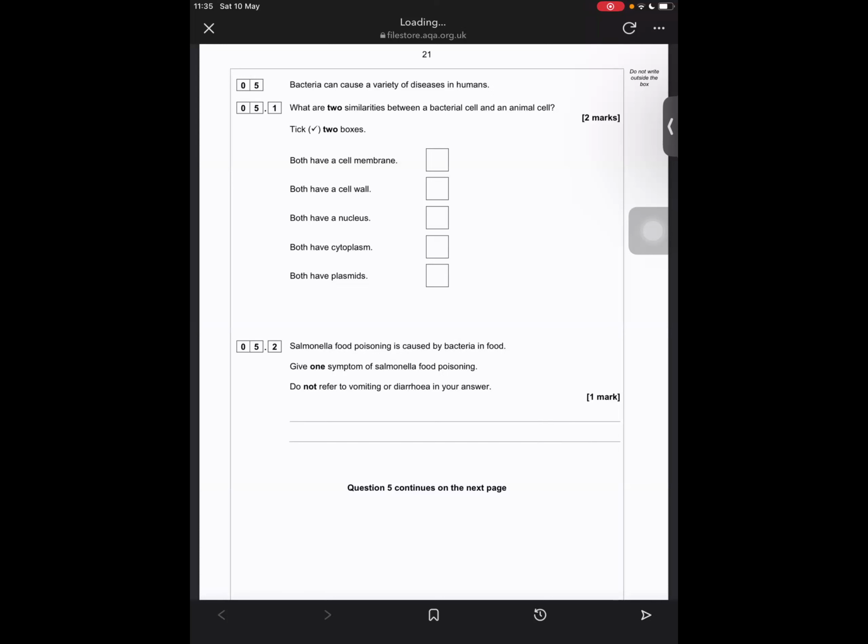Okay, I'm not too sure of this one, but the obvious one is vomiting and diarrhea. I'm not too sure of other symptoms of salmonella. What does the marking scheme say?